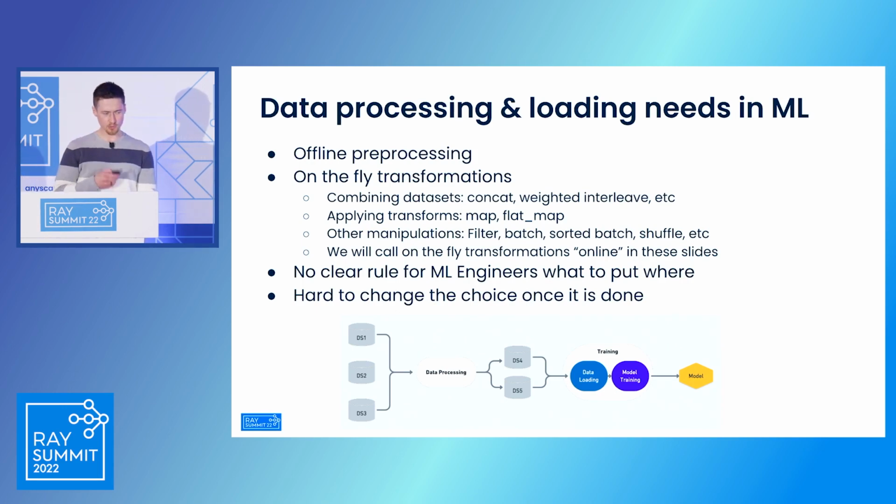And there is generally no clear rule for ML engineers on where to put those transformations, in an online or offline setting. The majority of transformations can actually be put in either place: things like concatenation, interleaving of datasets, and any other forms of sampling. They can also be per-row sampling, applying transforms on a per-row basis, such as just a map function, filtering rows, batching rows, shuffling your dataset or segments of datasets, and so on. And it's not just confusing where to put that logic, but once you do, it can also be challenging to change that choice. We will look in more detail at the reasons why on the following slides.